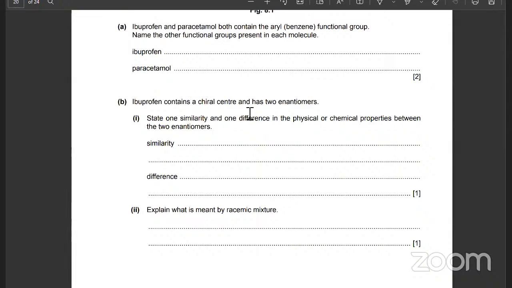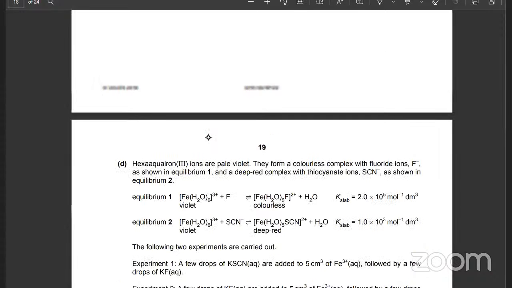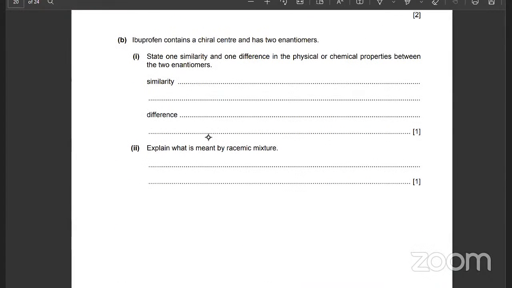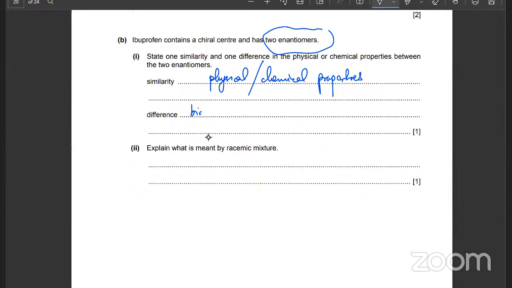Ibuprofen contains a chiral center and has two enantiomers. State one similarity and one difference in the physical and chemical properties between the two enantiomers. Enantiomers are basically your mirrored versions, right? So what are the two differences between the two enantiomers? The similarity is that they have almost the same physical and chemical properties. One of the differences will be that one of the isomers will work and one won't. So the biological activity would be different.